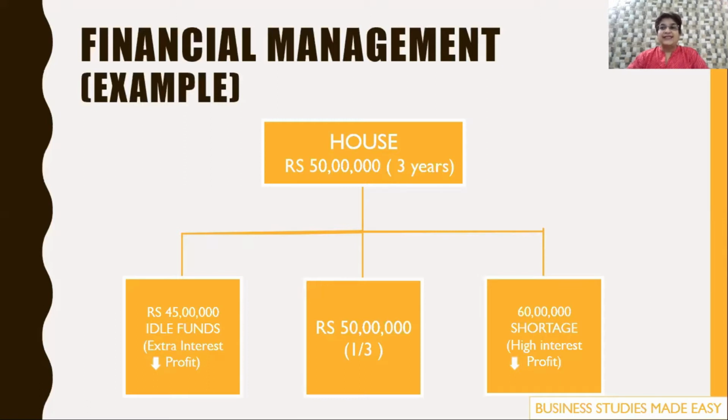Now, this was regarding making a house. Now, what about the finance manager? So if we put the finance manager in this situation, suppose a finance manager had to start a project with 50 lakhs and starting that project would take 3 years. So he estimated that the cost of starting the project would be 50 lakhs. What if he gets it made in 45 lakhs? He overestimated the entire cost. So he had idle funds.